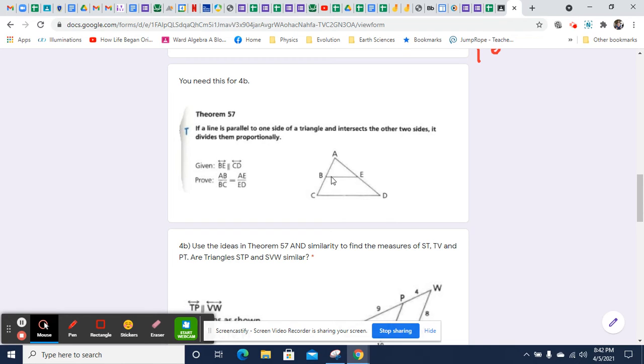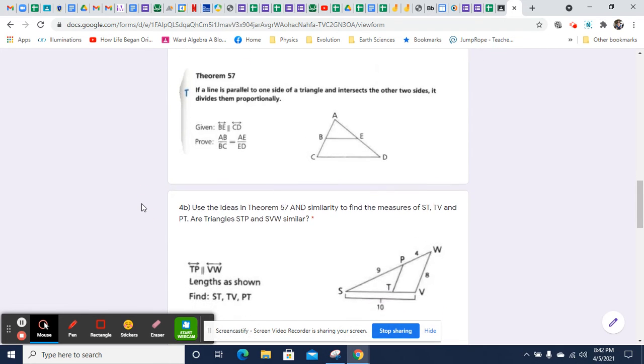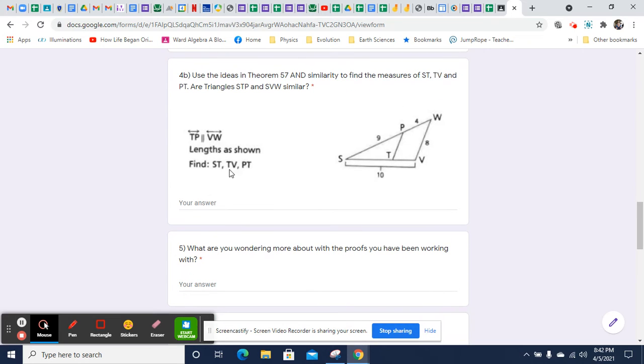Since these are parallel, this angle is congruent to this angle by corresponding angles. This angle here is congruent to this angle by corresponding angles. And angle A is congruent to itself by reflexive. And you would be able to work out that these segments are proportional. But we're going to just accept the theorem right now, and we're going to deal with this set of triangles.